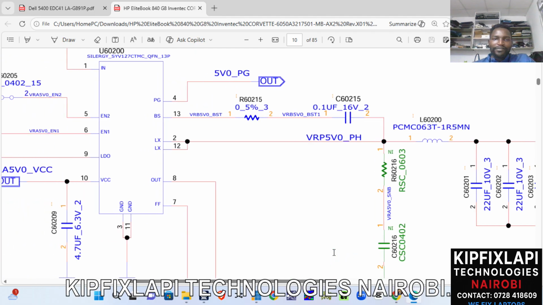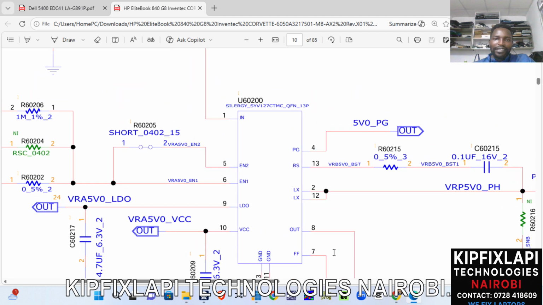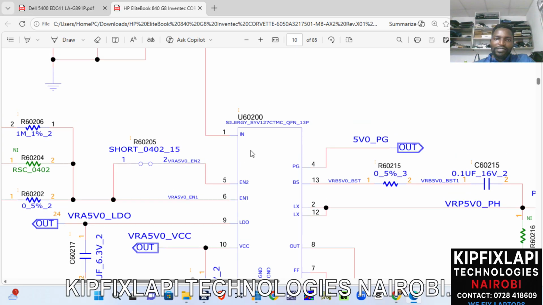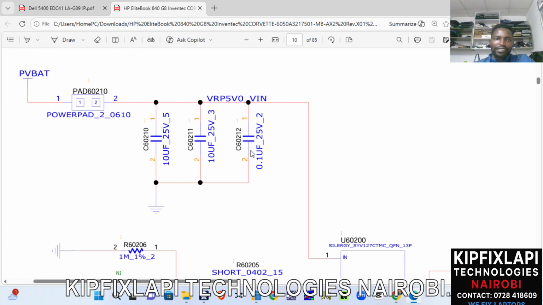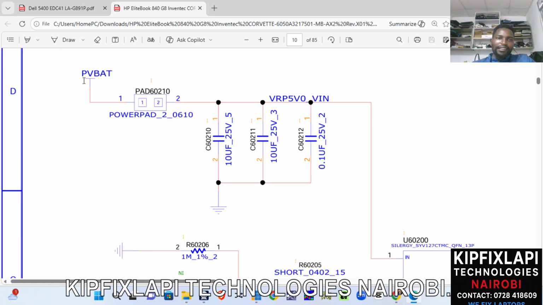If you have an IC, for example, this is an example of an IC. This is U6200, this is U6400. Can you see this pin? They haven't indicated it, but this is BP back. This is a voltage coming from the battery.